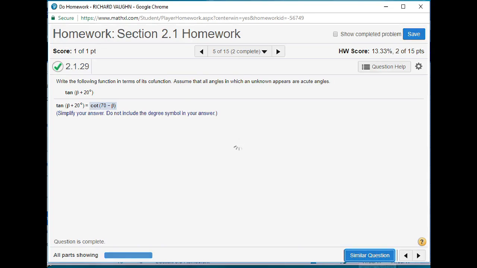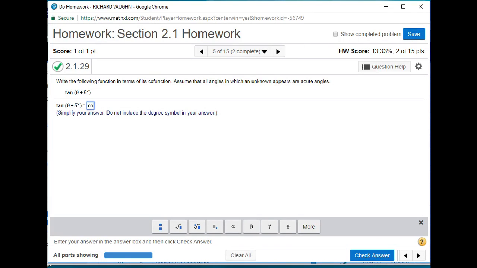Let's try one other, just similar one to this. Right, tangent of theta plus 5. So the cofunction is cotangent. We're going to take 90 degrees minus the quantity theta plus 5. So that's 90 minus theta minus 5. So it's 85 minus theta.